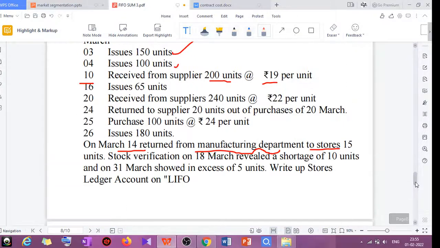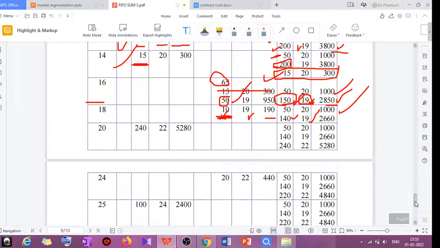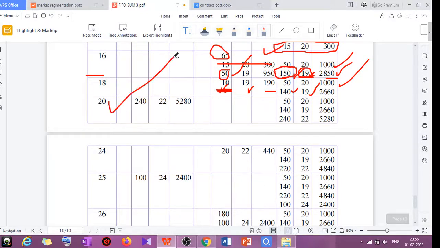Next, on 20th, received from supplier 240 units at rupees 22 per unit. So again we have received it. So write it under the receipt column. 240 units, rate is 22, amount is 5280. Got it. Then write all the balance, that is 50 units, then 140, and the extra which is received, 240. I hope it is clear to you. Same way you have to follow.